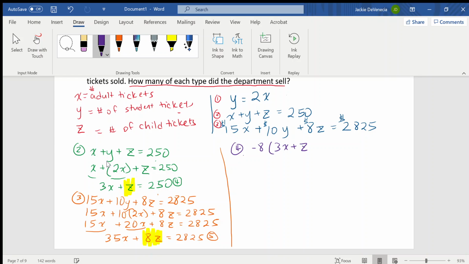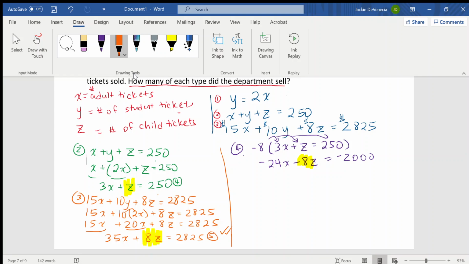So 3x plus z is equal to 250. I'm just going to multiply them. Negative 8 times 3 is negative 24x. Negative 8 times z is negative 8z. 250 times negative 8 is negative 2,000. And now that I have this negative 8z, I can combine it with our fifth equation down here.